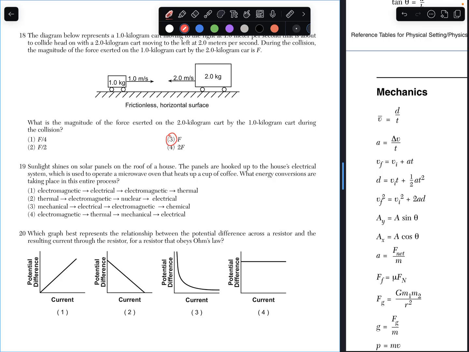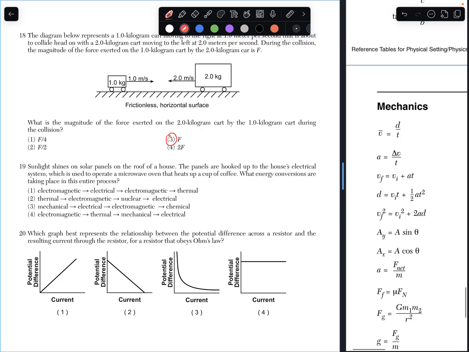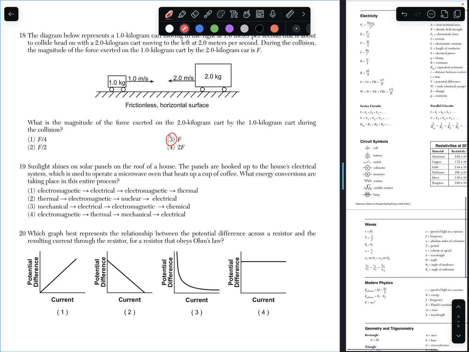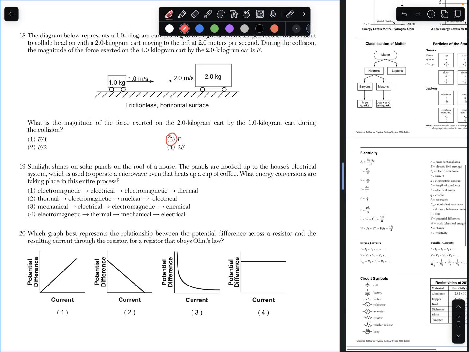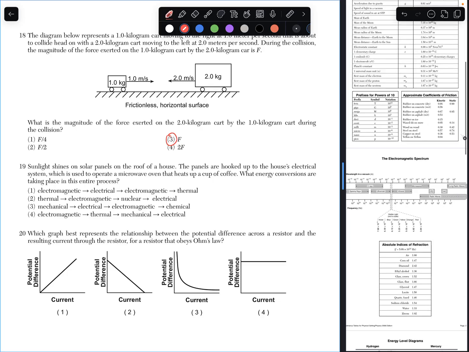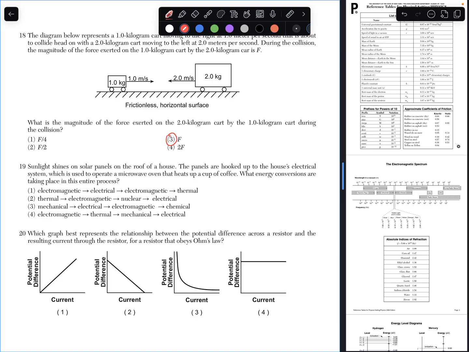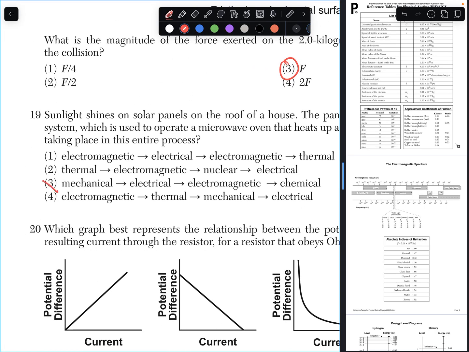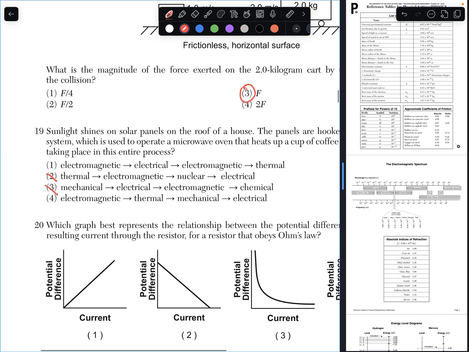So we first have sunlight, which is electromagnetic energy. If we look over here, we have the electromagnetic spectrum. Sunlight will have a lot of these. So we will start off with electromagnetic, so we can eliminate 2 and 3. And then now it's onto solar panels. What happens in solar panels is that light energy is being converted into electrical energy. So we can eliminate 4, which leaves 1. The answer to 19 is 1.